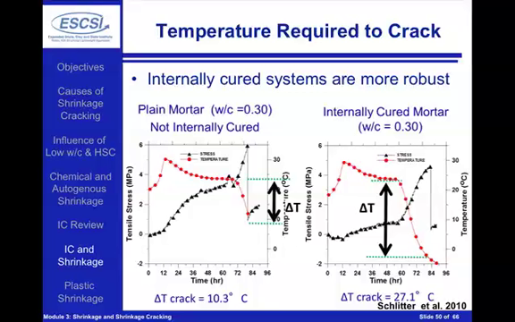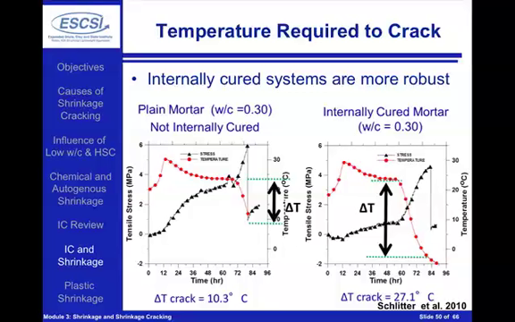The interesting part about this is this type of temperature drop leading to stresses in the system could be very similar to what you might see, for example, if formwork is removed, or if all of a sudden we have some cooling at night on our construction operation. The big difference here between the plain system on the left and the internally cured system on the right is that in the plain system we had about a 10 degrees Celsius temperature change before the concrete cracked.